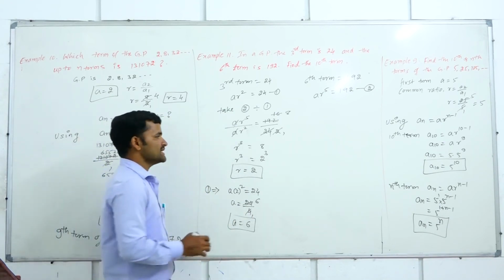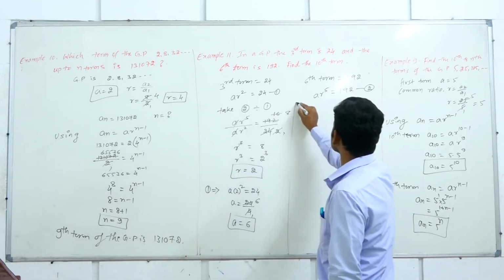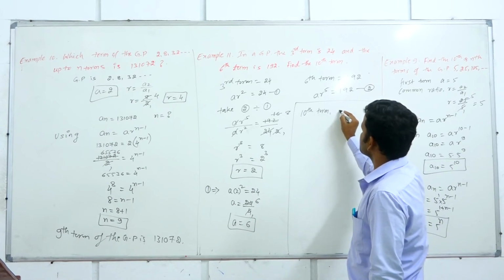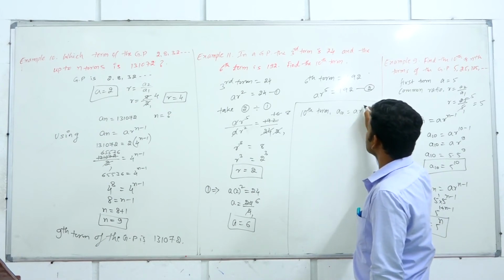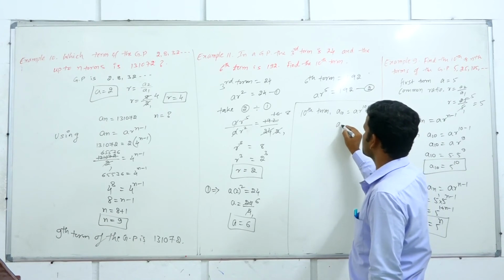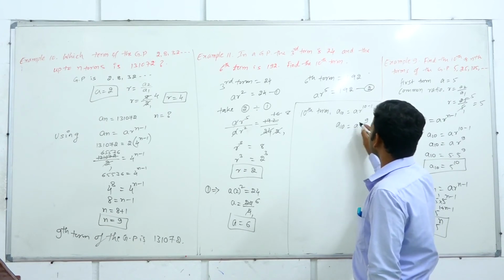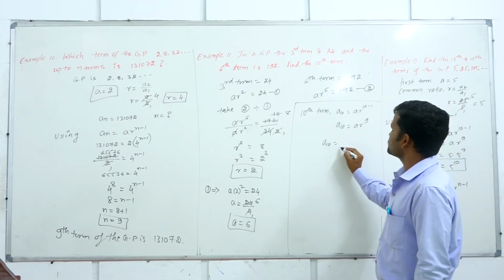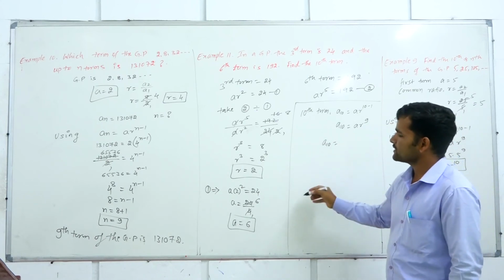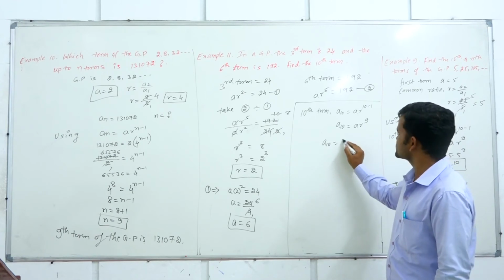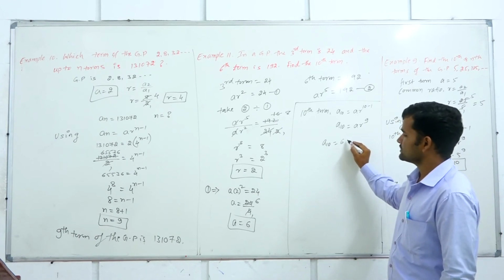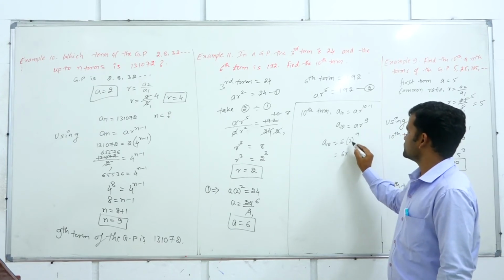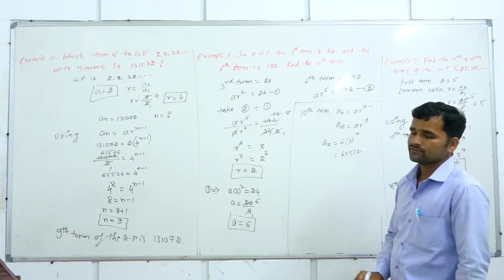Now it is very easy to find out the 10th term. 10th term, that is A10, is equal to A into R to the power of 10 minus 1. A10 is equal to A into R to the power of 9. Right now we have calculated A is 6, R is 2. So 6 into 2 to the power of 9. 2 to the power of 9 is 512. You should remember that.